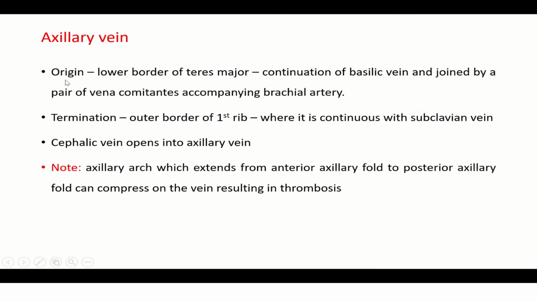Axillary vein origin. It starts at the lower border of the teres major as a continuation of the basilic vein, which is joined by a pair of venae comitantes accompanying the brachial artery. So, the basilic vein and a pair of venae comitantes accompanying the brachial artery.